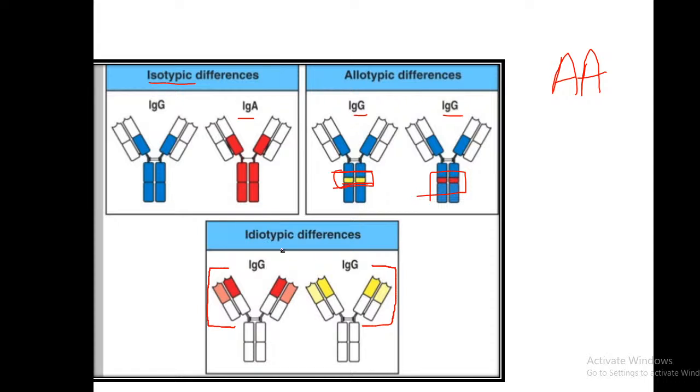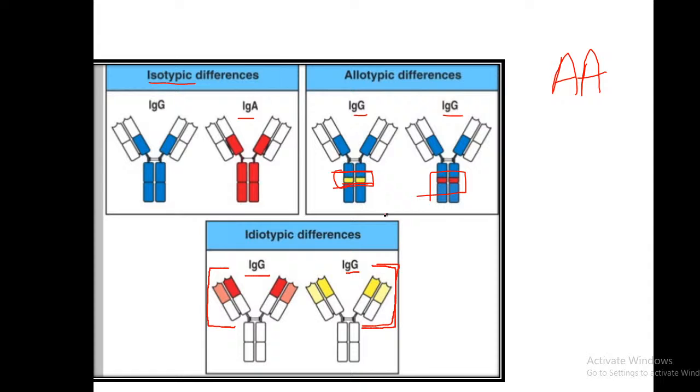I said in the previous class also, whenever you learn immunology or sketch a picture of immunology for your exams or personal notes, it is better to always use different colors. It's easy to understand. Idiotypic difference means a change of amino acid sequence only in the variable region of the same antibody. It's shown here, IgG, IgG, but the change is in the variable region. Allotype means a change in the heavy region, an amino acid sequence difference in the heavy region.